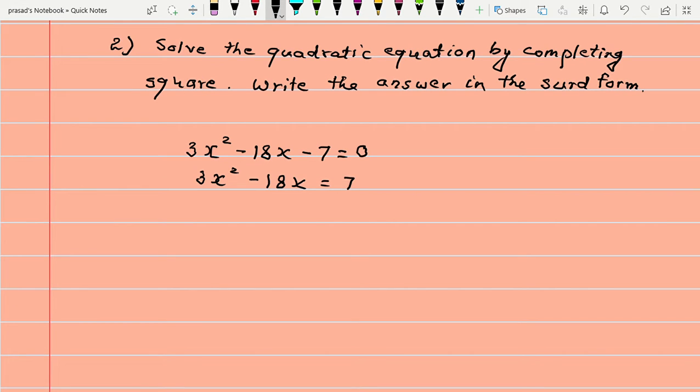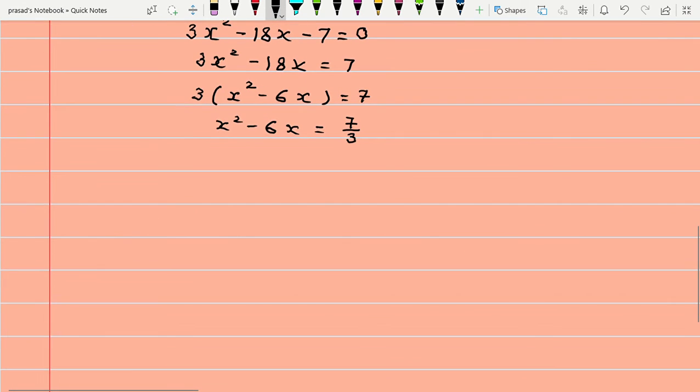Now, since x square has a coefficient 3, take it common. So inside the bracket it will be x square minus 6x is equal to 7. So divide by 3 on the other side. So 7 divided by 3. I'm taking 3 to the other side, so divide the right side by 3.